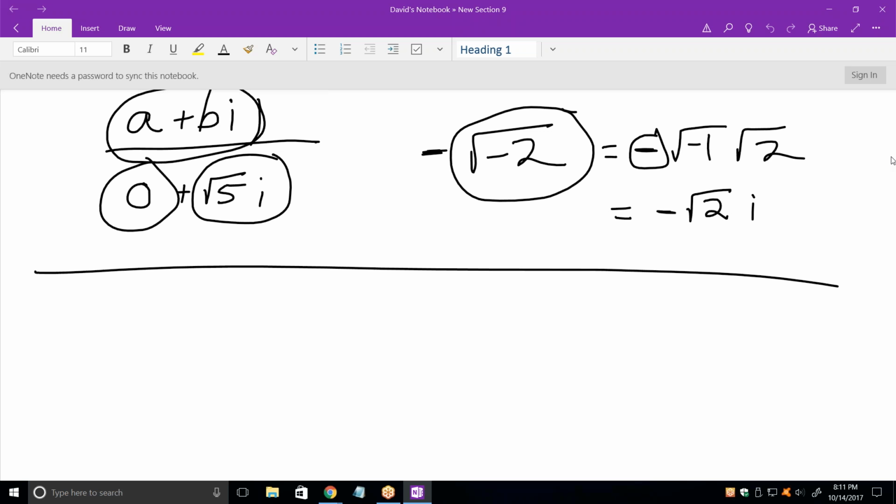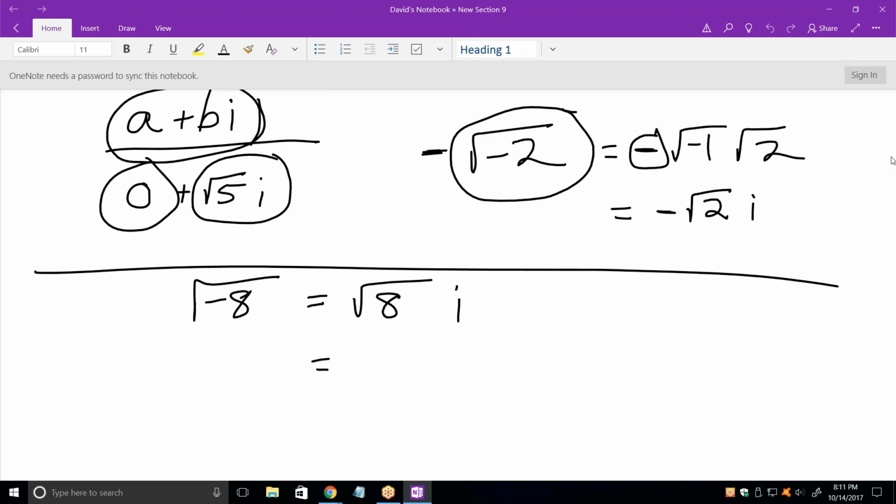Alright, the next one is loading. The square root of -8. Is that just 8i? The square root of 8 i? Well, not quite. I mean, you're close. It is that, but that's not simplified. Because the square root of 8 is what? It's 2, isn't it? Or 4, I mean.